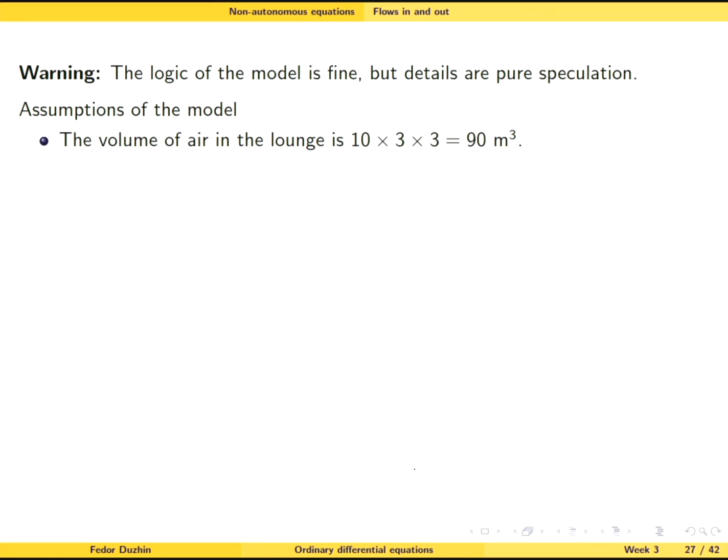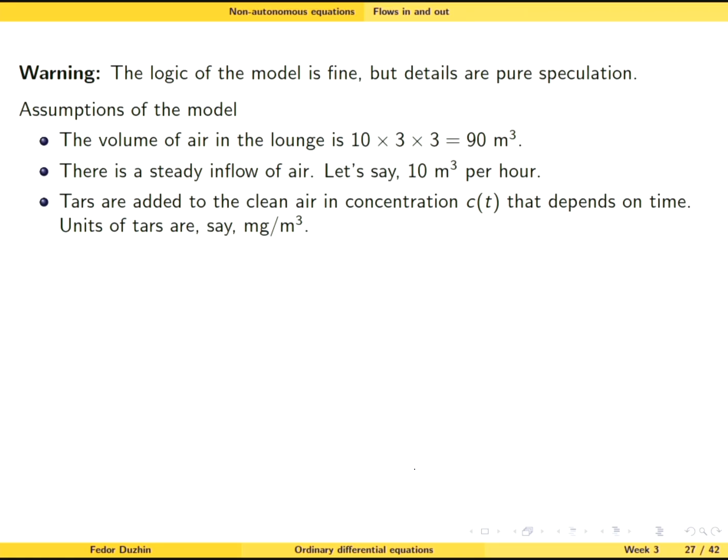Here is what I'm going to assume. First of all, that the volume of air in the smoking lounge is 90 cubic meters. It's a bit generous, to be honest. Usually smoking lounges are smaller than that, but let it be 90 cubic meters. Then we're going to assume that there is a steady inflow of clean air. This number, 10 cubic meters per hour, is just made up. I have no idea what the real number is, but of course, the logic here is fine.